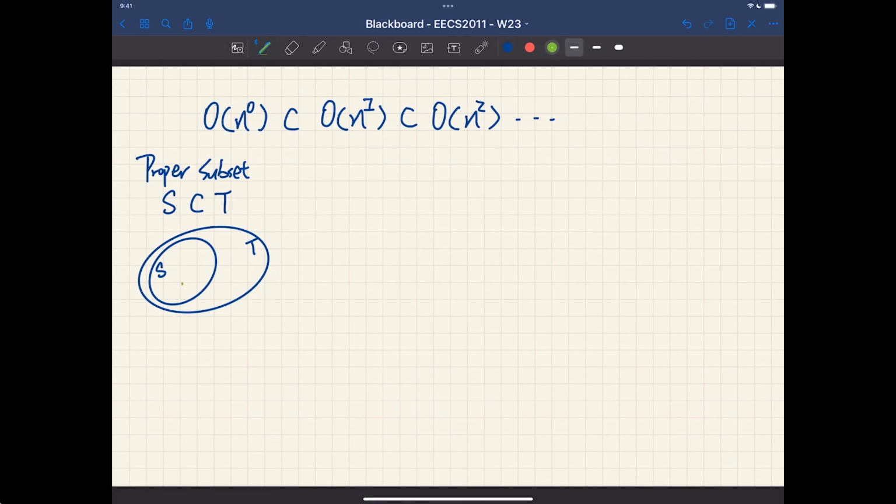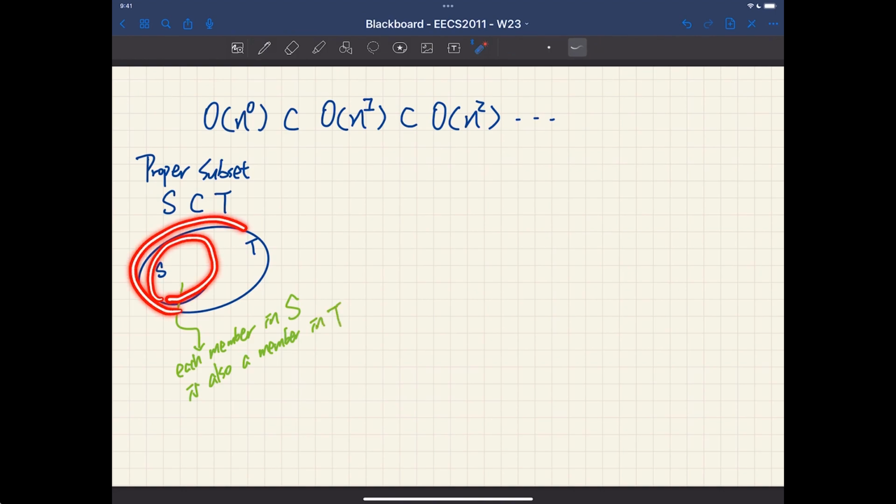Number one, each member in S is also a member in T. Because S is completely enclosed within T, right? Everything I can find within S is at the same time in T, right? The first point is rather straightforward.